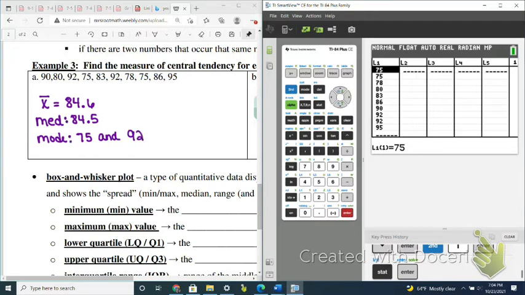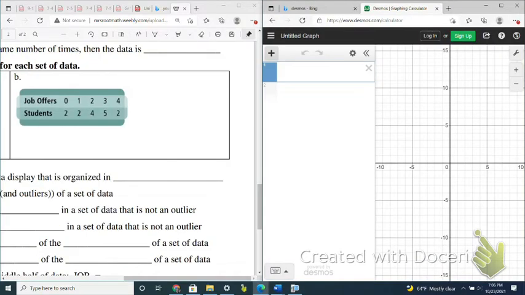So now I will do B with you using Desmos, and then you can pick which one you decide to use. For Desmos, we are going to hit this plus sign. You're going to come down to table, and you're going to enter your data points just in your X column. In this case, this is what we call a frequency table, which means 0 job offers happened twice. So I'm going to put 0 in twice.